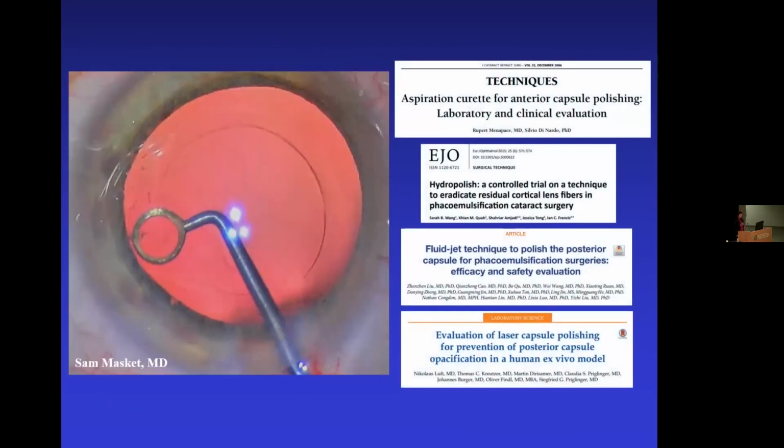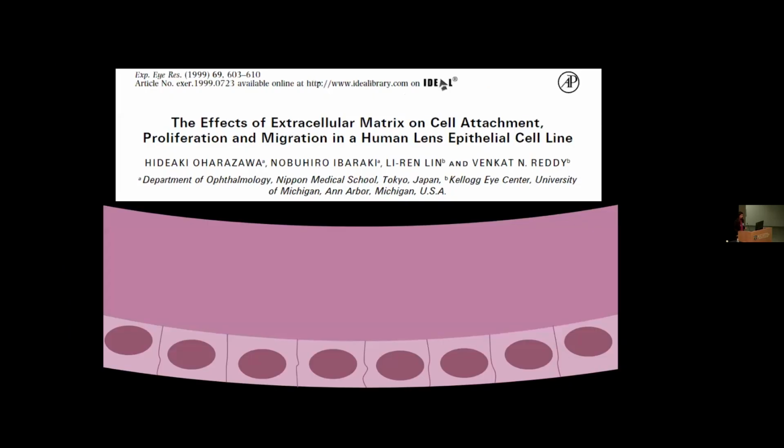Some surgeons read our paper and they're asking, okay, I'm polishing so much now. Am I causing dead bag syndrome cases because of my polishing? We do not believe that, because you cannot polish to the extent of removing every lens epithelial cell. You usually do not polish at the equatorial region of the capsular bag. So we do not believe it's that.